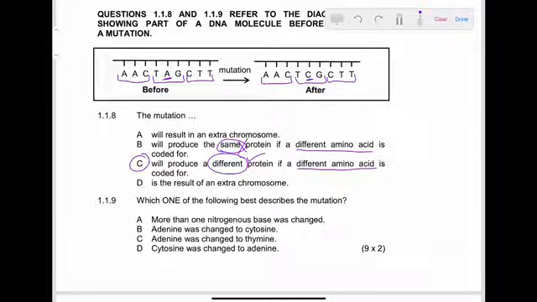Which one of the following best describes the mutation? More than one nitrogenous base was changed. Adenine was changed to cytosine, adenine was changed to thymine, or cytosine was changed to adenine. Adenine was changed to cytosine.